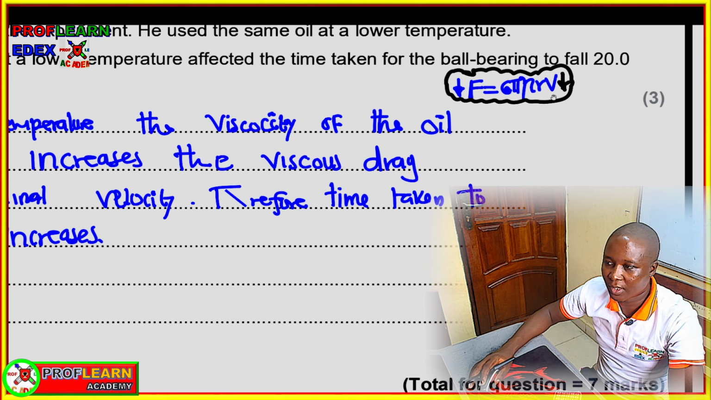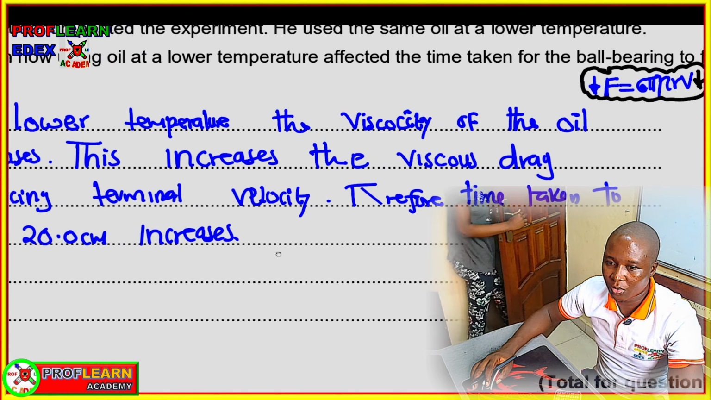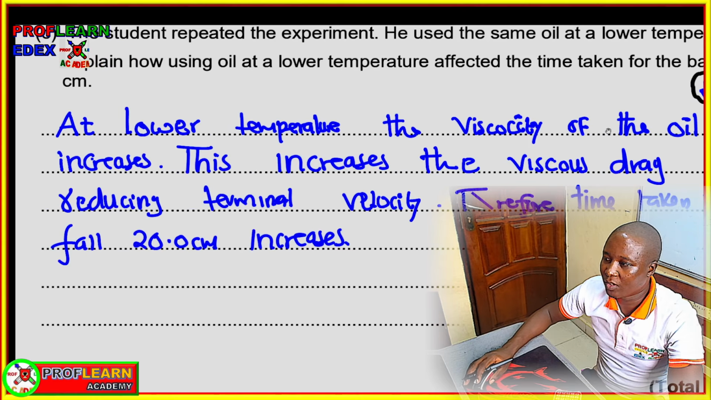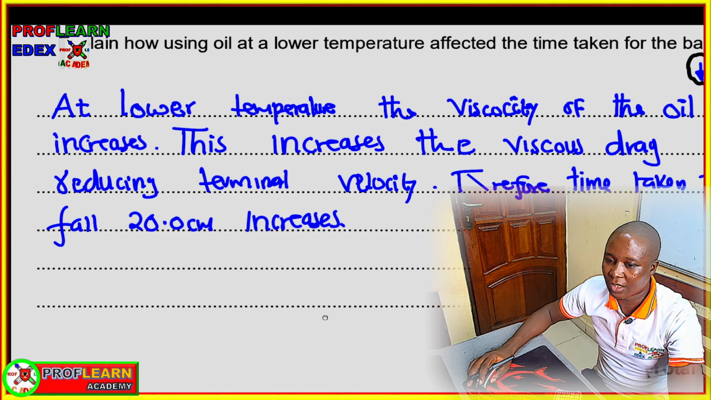If F decreases, V will decrease. If F increases, V is going to increase, because they are directly proportional. So in that case, we're going to say at lower temperature, viscosity of oil is going to increase. This increases the viscous drag.